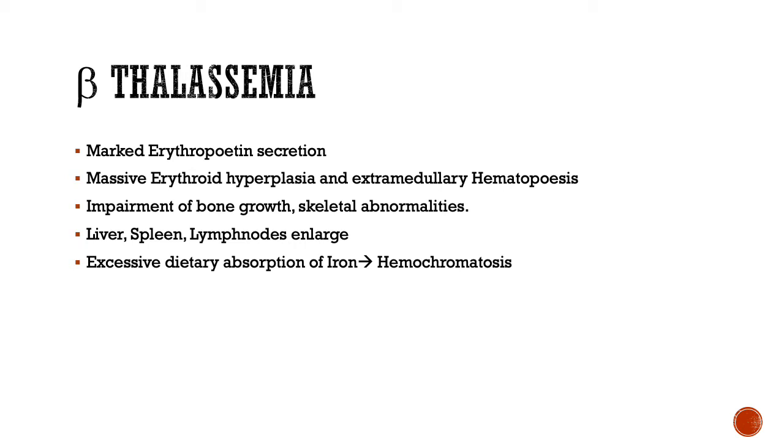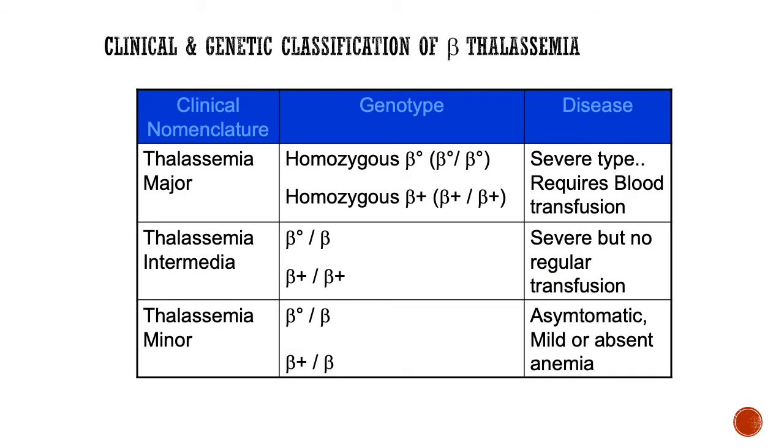Liver, spleen, and lymph nodes may enlarge due to work hyperplasia. And due to excessive dietary absorption of iron, patients can end up with hemochromatosis, as well as from the repeated transfusion therapy which is given in thalassemia.